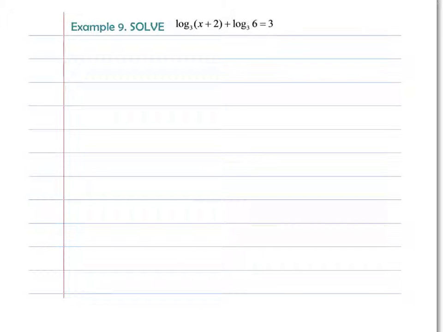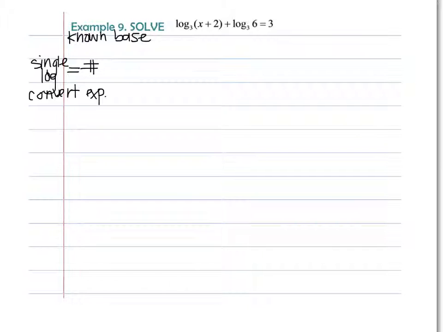Okay, one more solve example here. Notice this time you do know what the base is. The base is 3. So a little different process here. So I'm going to jot it down in words again. When the base is known, the goal is to get one log on one side, but the other you just want to be a number. So what we're going to do at that point is convert to exponential. So those are the steps there. When you know the base, get a single log on one side, a number on the other, and convert to exponential.